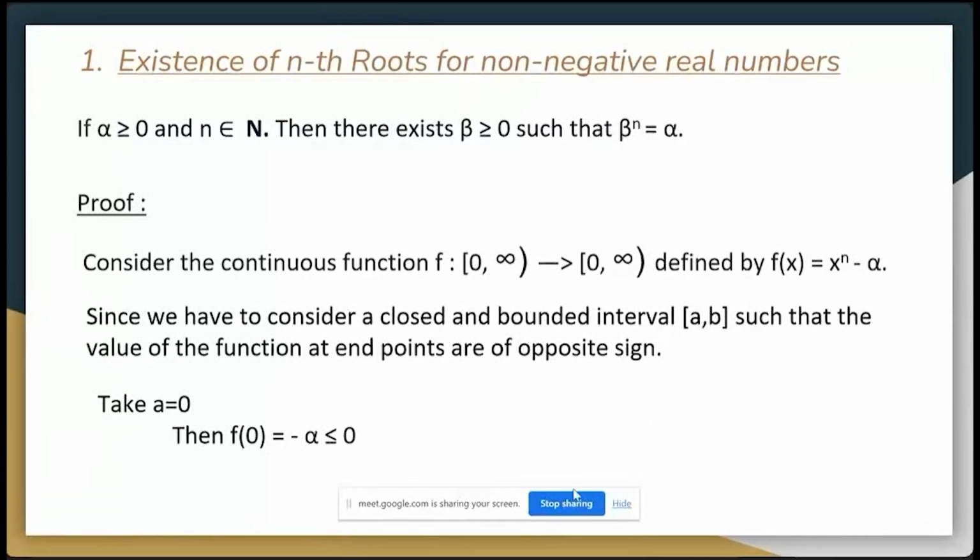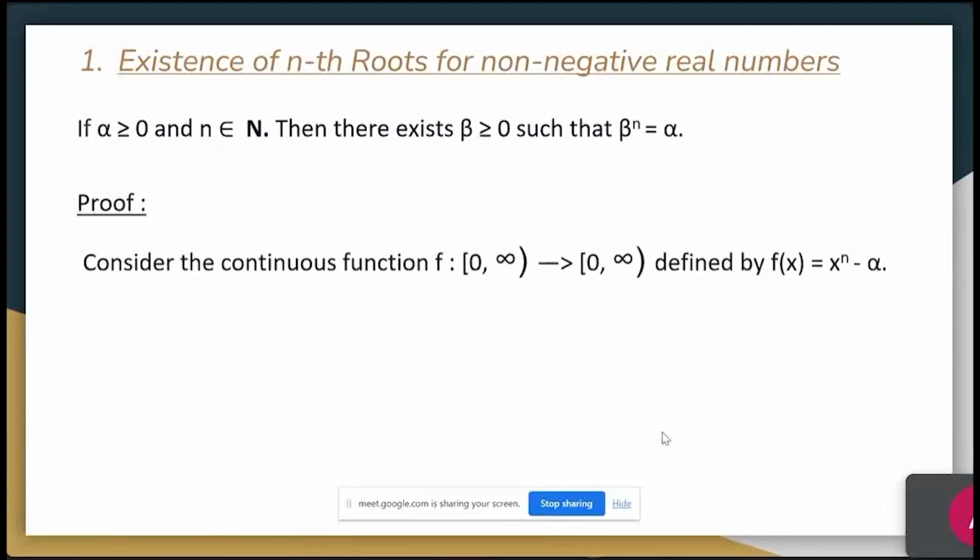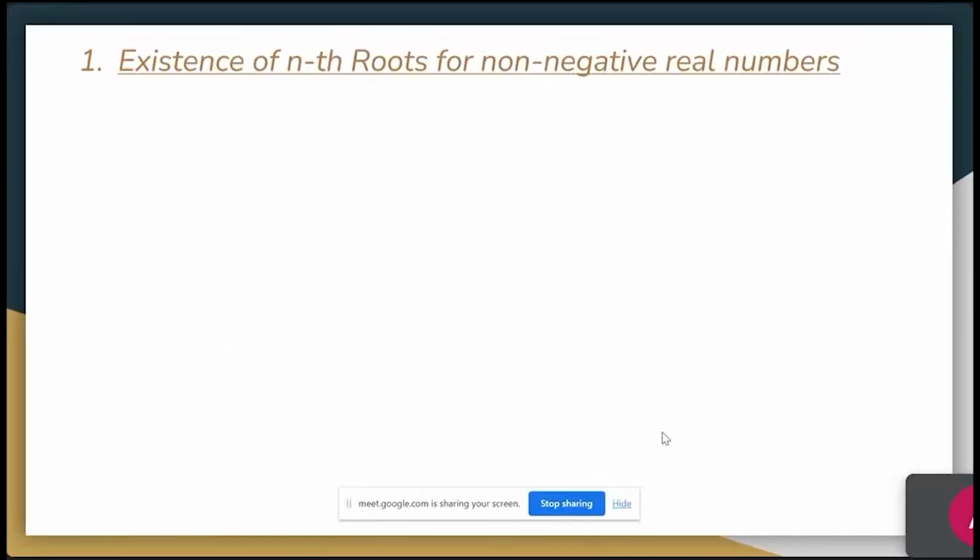But can you go to your statement? Statement of the intermediate value property.